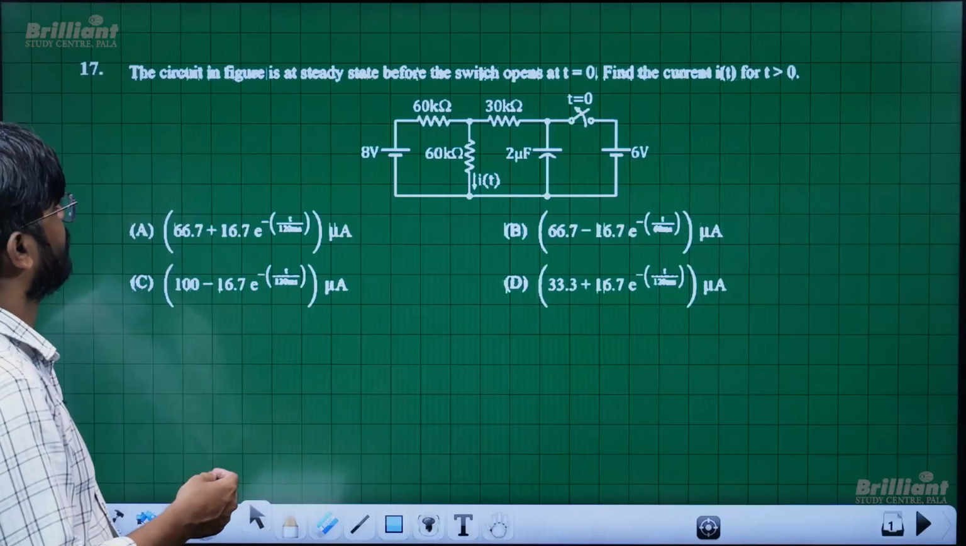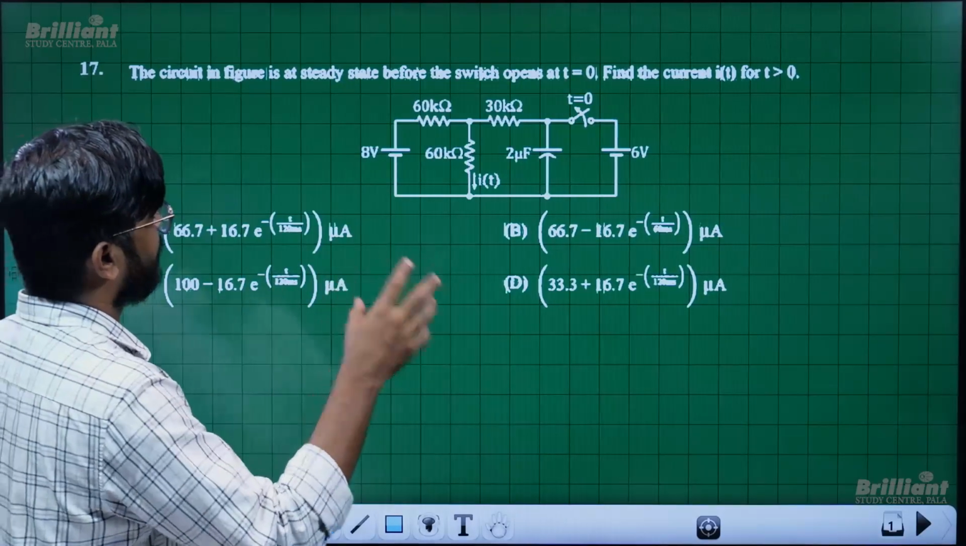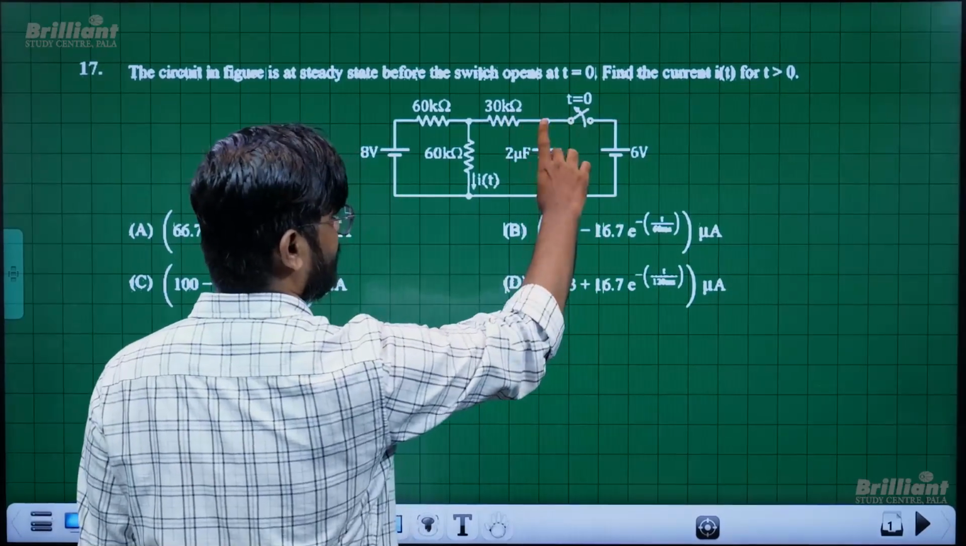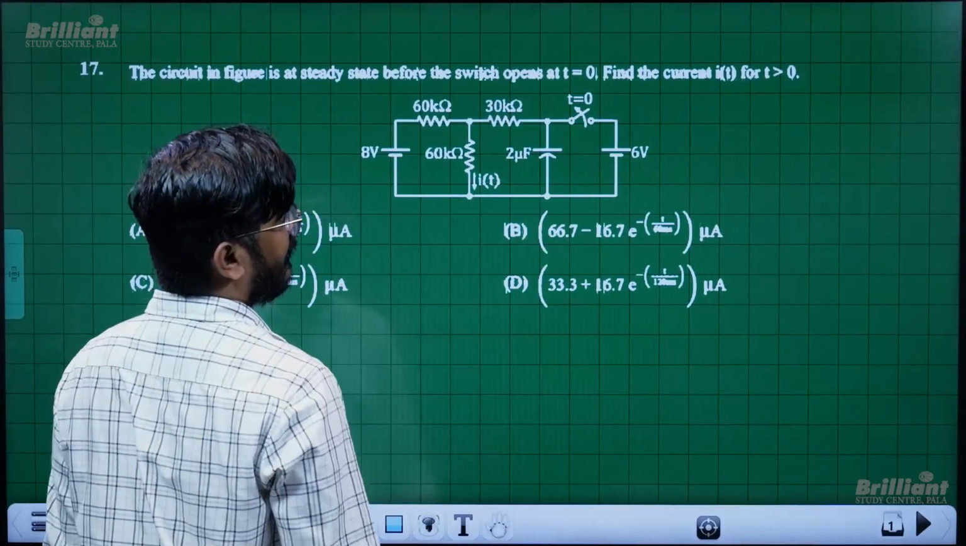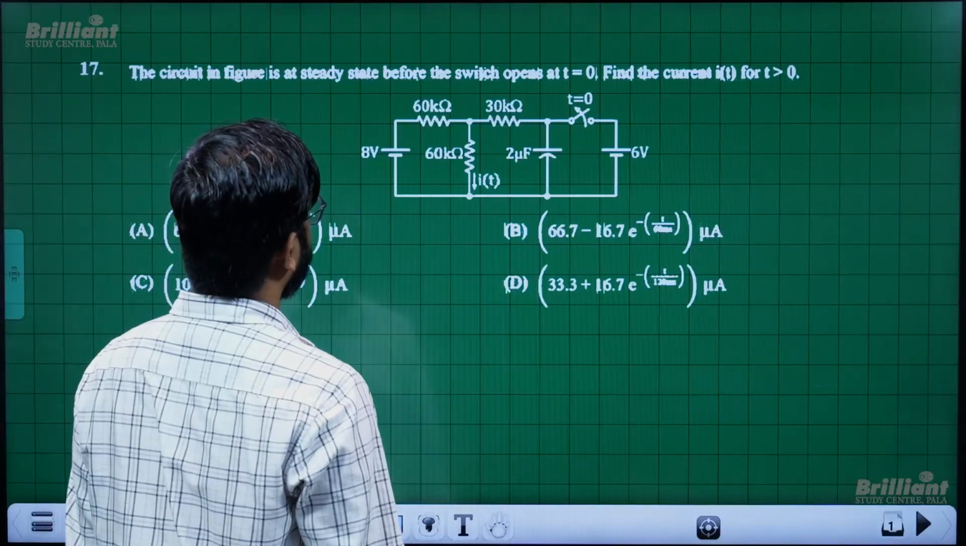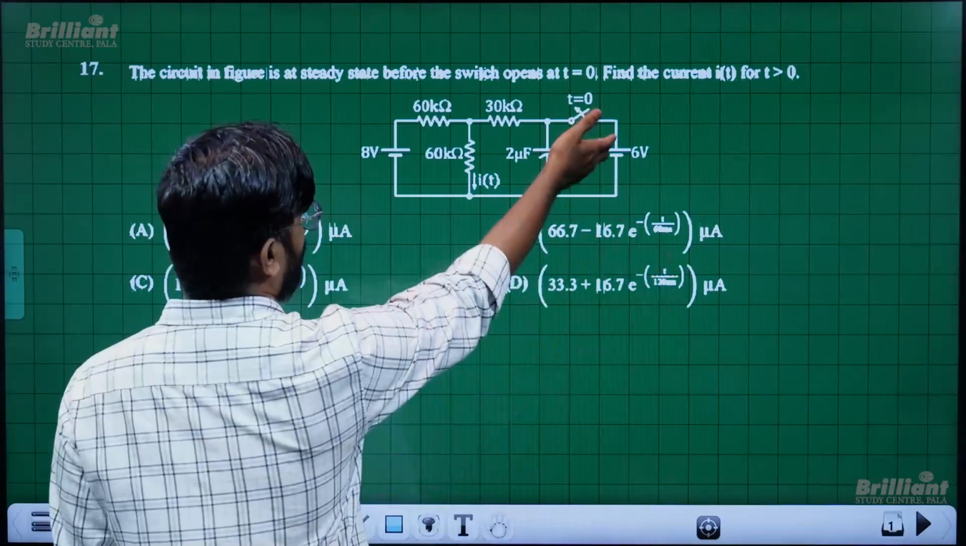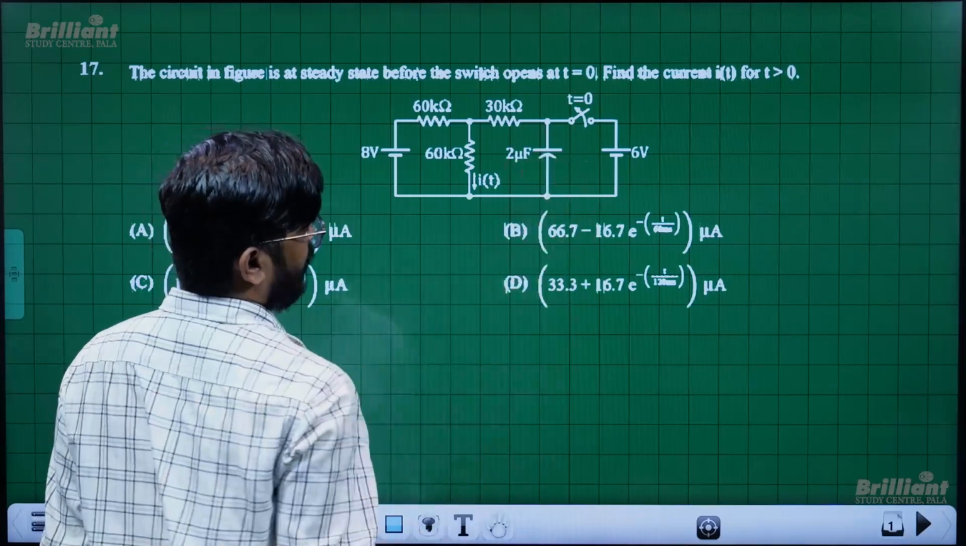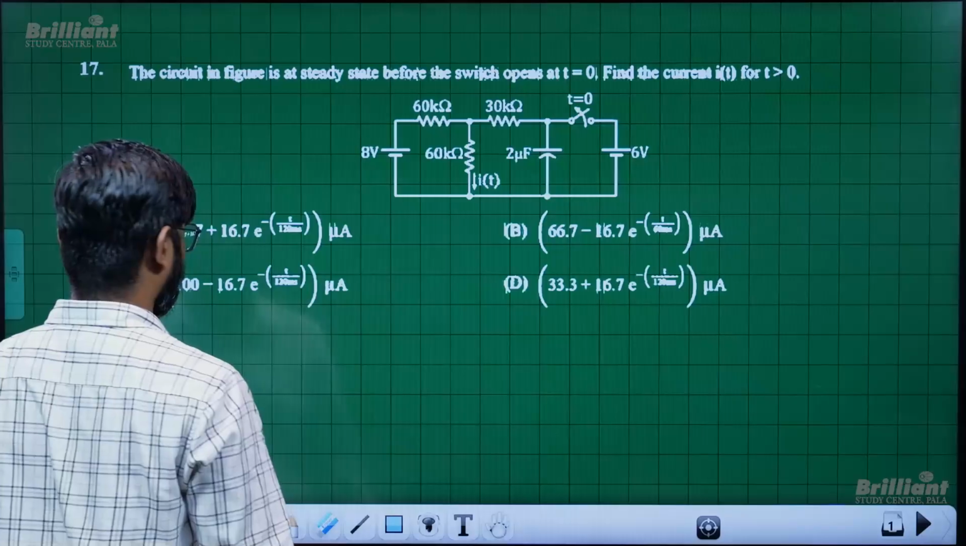You can look at the first question. The circuit in the figure is at steady state before the switch opens. The meaning is potential difference across this is 6, charge is going to be 12. Find the current for t greater than 0. So at t equals 0, you are opening the switch. By the time, this one would have had charge 12. Later on it is going to change. You need to find what is that value.